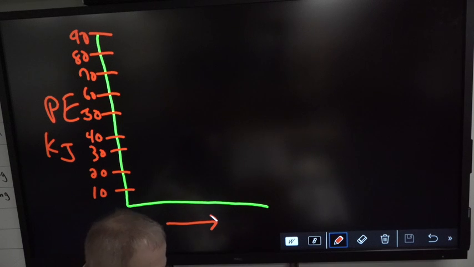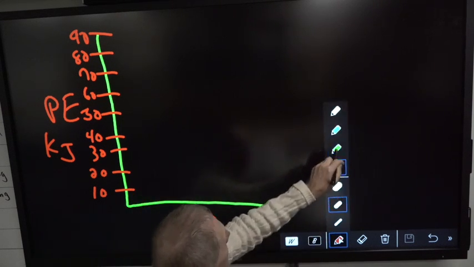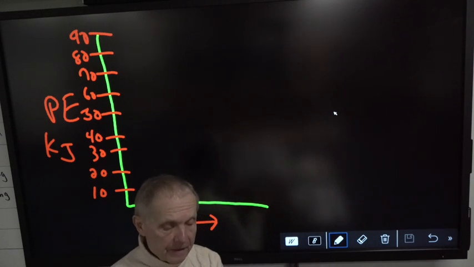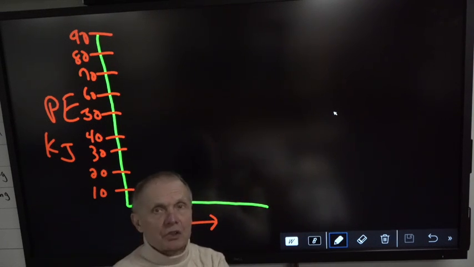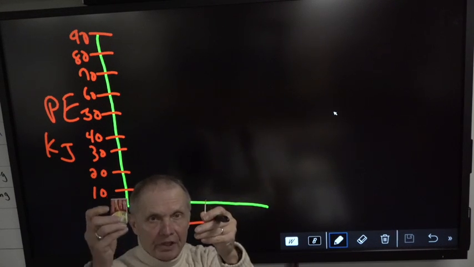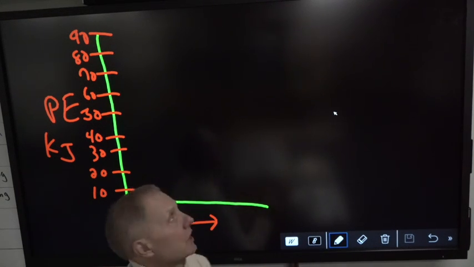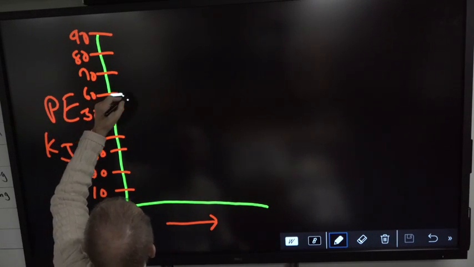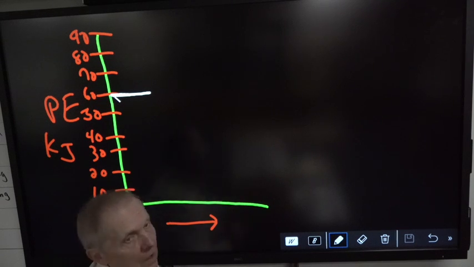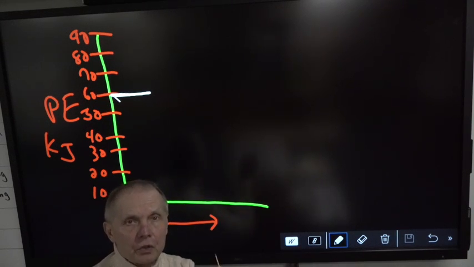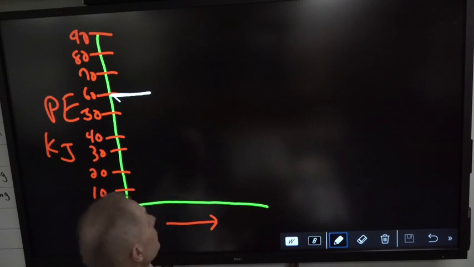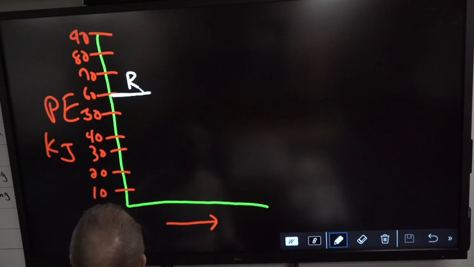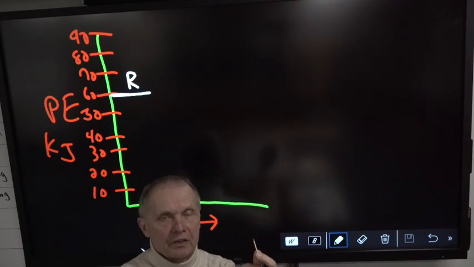Now, let's just say that this match and this, they have this much potential energy. Let's say they have 60. All right, 60 kilojoules of potential energy in these particles. So we're going to call this the reactant. So these are the two reactants.